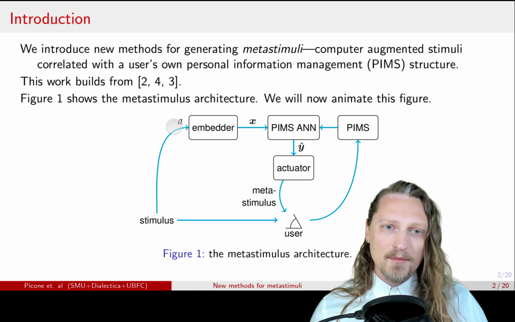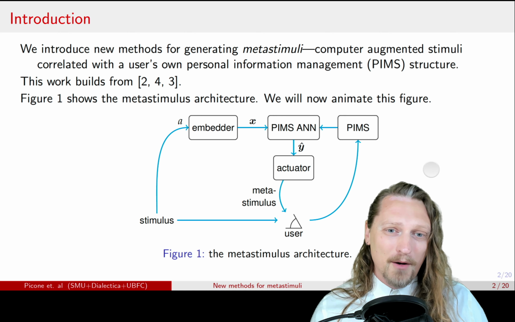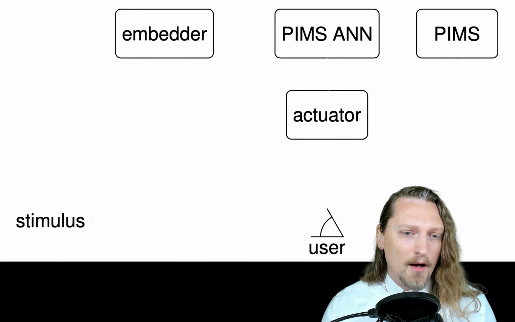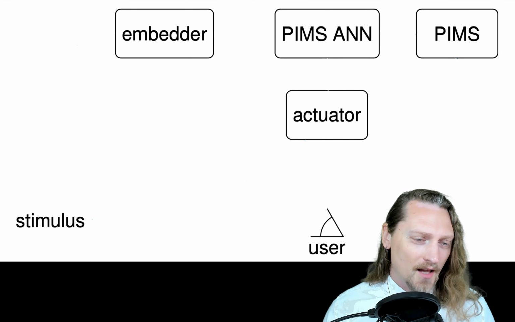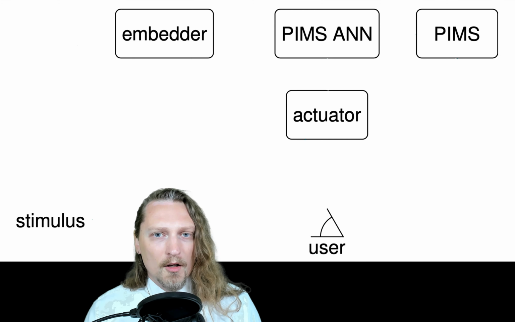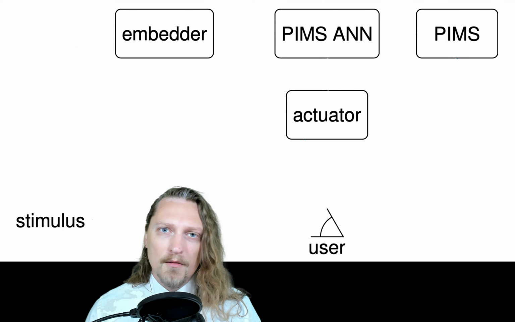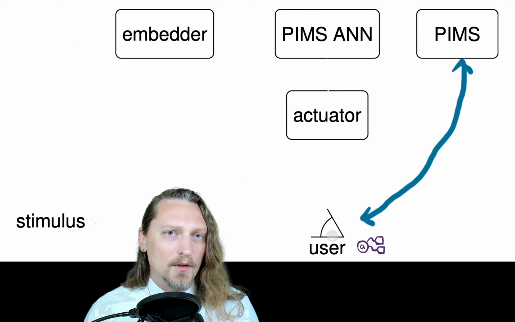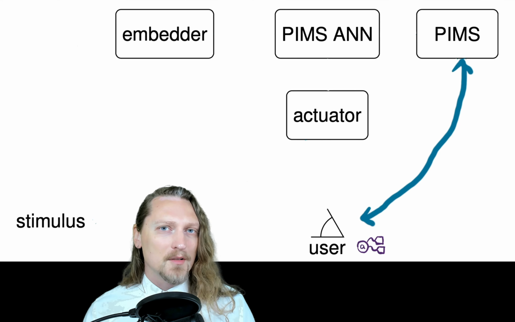Figure 1 shows the metastimulus architecture. We will now animate this figure, so I won't go into detail on this slide. Okay, so we have all the same blocks that we saw in the preceding slide where we saw the metastimulus architecture displayed. But here I'm going to animate things and go into detail on how things are working. First, we have the user interacting with their PIMS, their personal information management system.